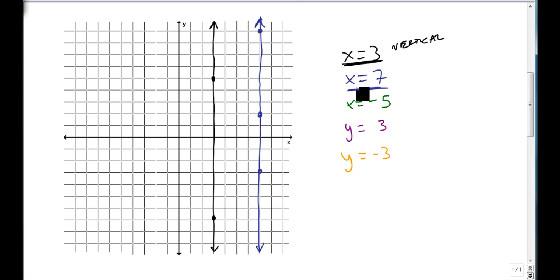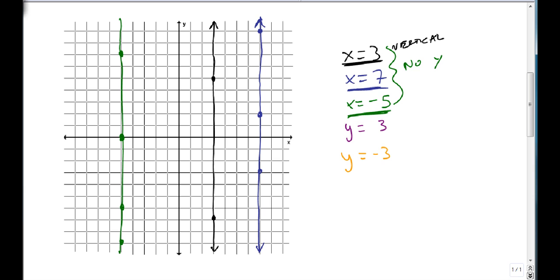Now, what if x is negative? What if x is negative 5? Well, that just comes back the same way. 1, 2, 3, 4, 5. We come back to negative 5, and I can pick any points I want as long as their x is negative 5. And I get my vertical line. So all of these are vertical because there's no y. And so that no y in the equation means that y can be anything, but the x is trapped at 3, 7, or -5.